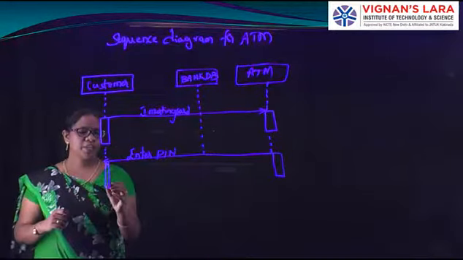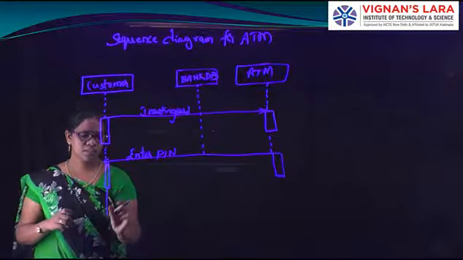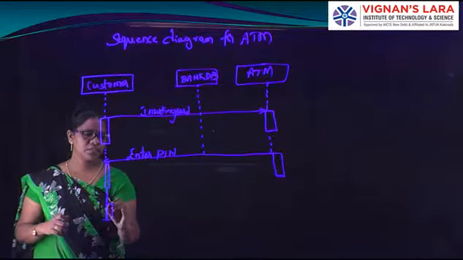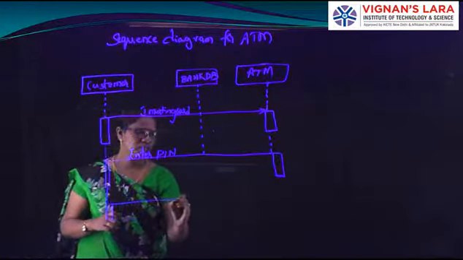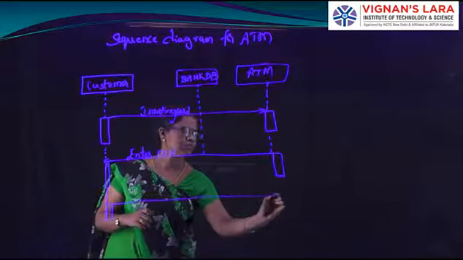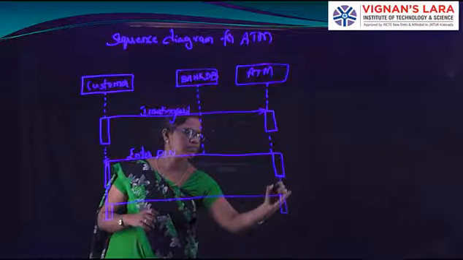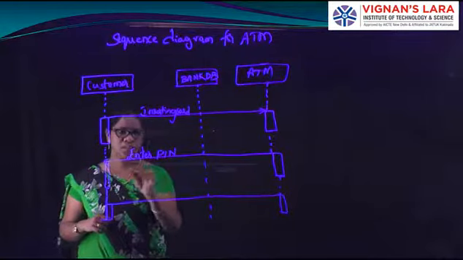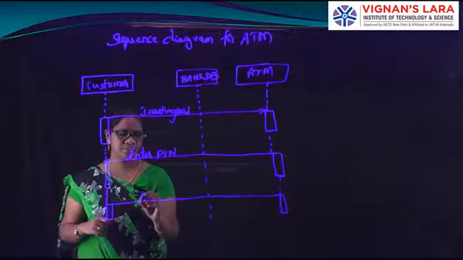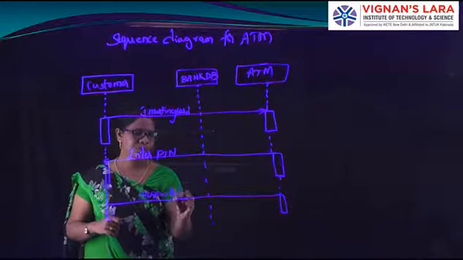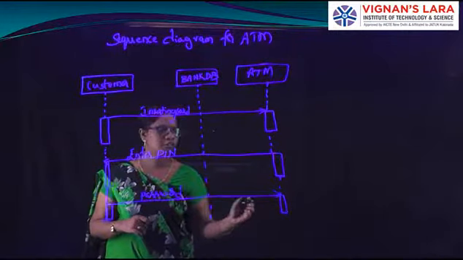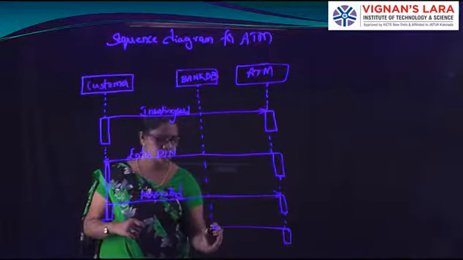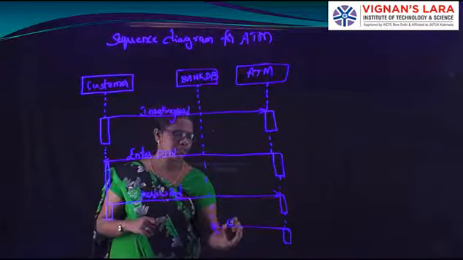After entering the PIN, the user again has a rectangle. Enter PIN, after the password is entered, it sends the password to the ATM. That means you enter the PIN. After entering the PIN, what will it do? The ATM will check the PIN with the database. Checking the PIN.